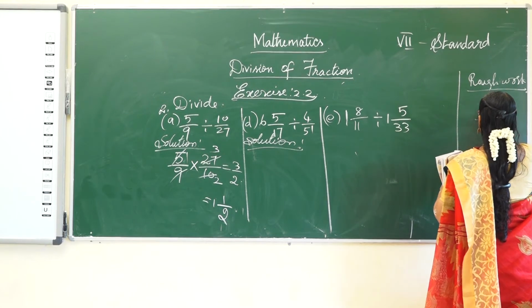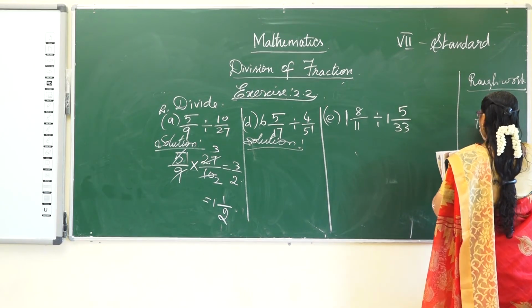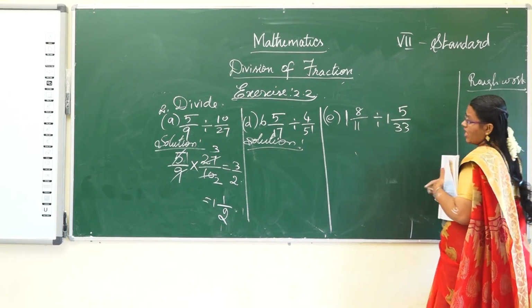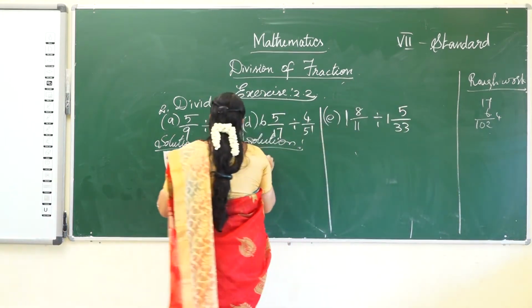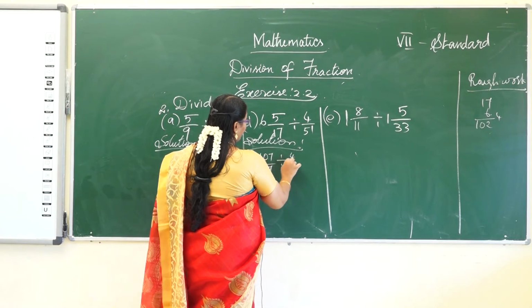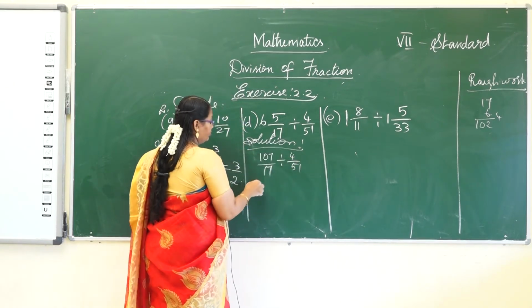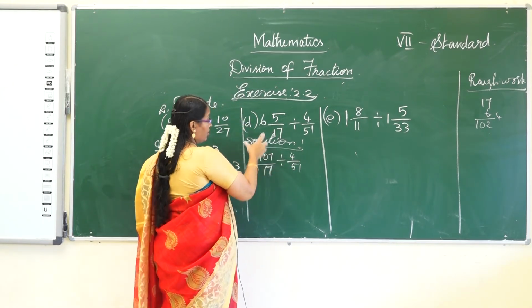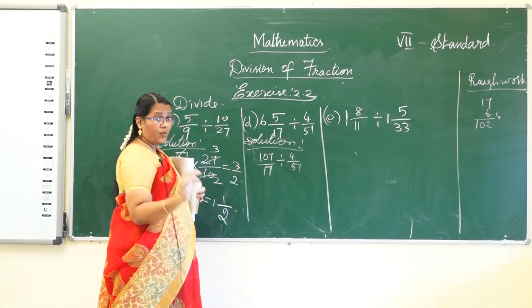17 6s are 102. 6 7s are 42, so 102 plus 5 is 107. So 107 by 17 divided by 4 by 51 is given. Now, in this problem, change the mixed fraction to an improper fraction only.